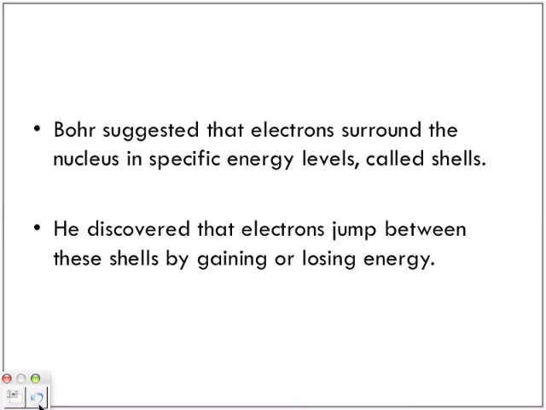So Bohr suggested that electrons surround the nucleus in specific energy levels that are called shells. He discovered that electrons jump between these shells by gaining or losing energy. A shell can fit a certain number of electrons. Once it is full, it is at a happy state. If it's not full, it's at a so-called unhappy state. It wants to be full. It wants to be stable. And we'll talk about that also in a later chapter.